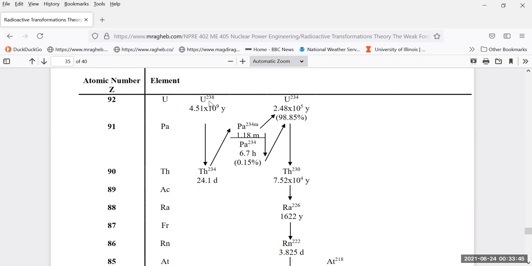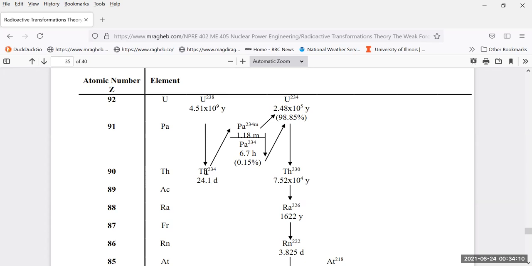So the uranium 238 turns into thorium. And the alpha particle emitted reduces the 238 by 4 units from 238 to thorium 234. Now, this one has a half-life of 4.51 billion years. However, the thorium 234 is very short-lived as a radioactive isotope. It has a half-life of only 24 days.